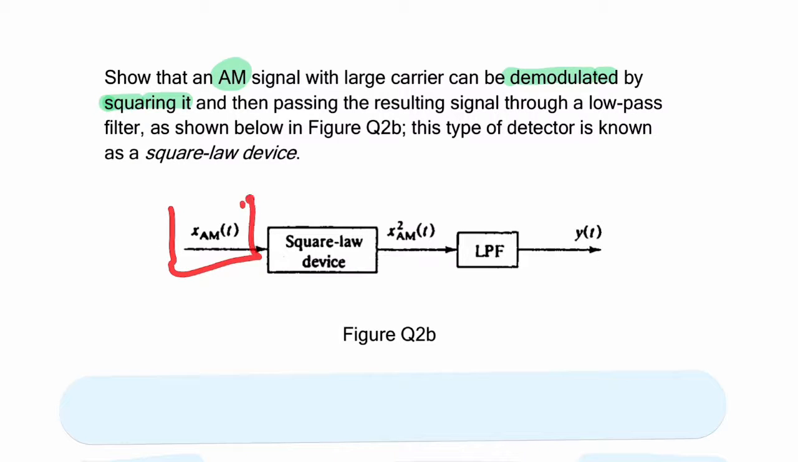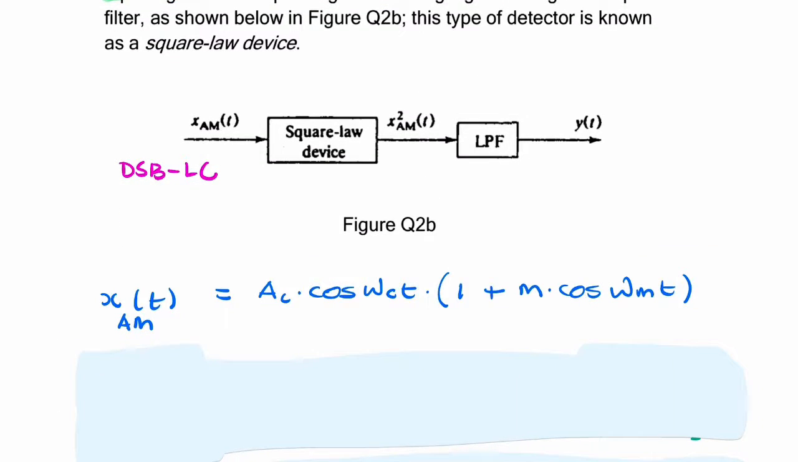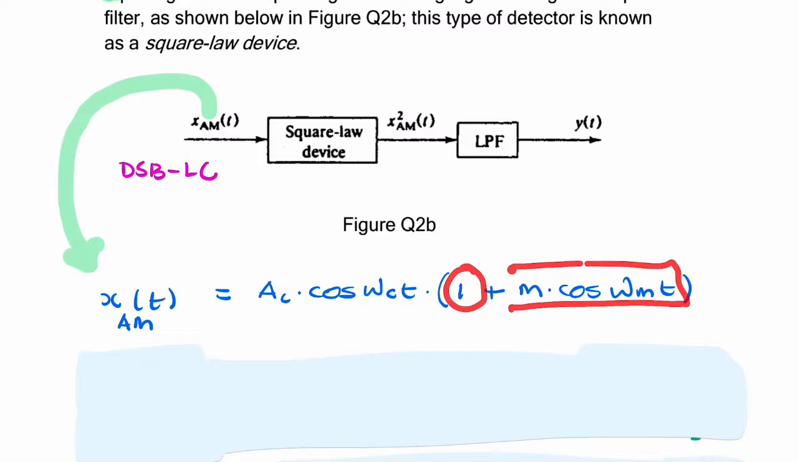So let's start with a representation of an AM signal. An AM signal is a double sideband large carrier signal. Essentially that means that at the input you have something like that, where you have a high frequency carrier multiplied by a DC term plus your message. In this case it's a single tone message with your modulation index m. So that's your input to this demodulator.